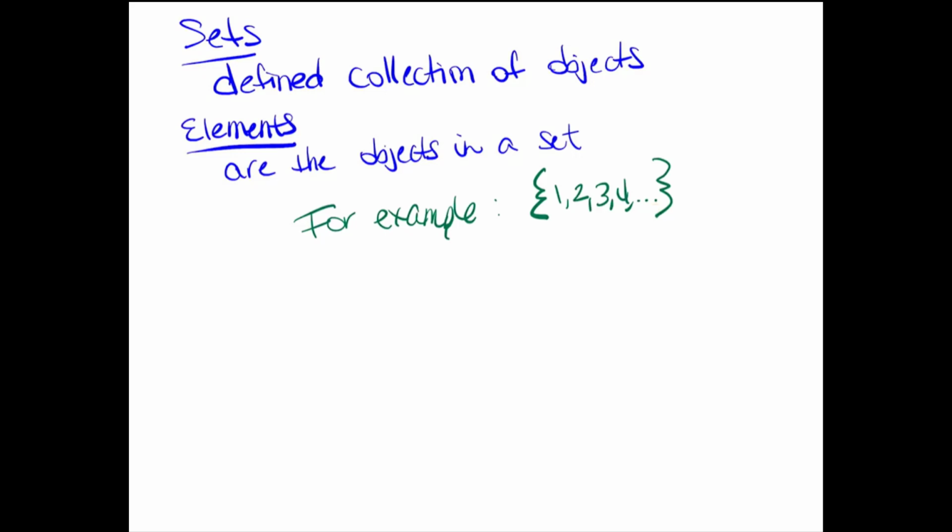So there's two ways that we look at sets. We have intersections and we have unions. So let's start off with intersections.